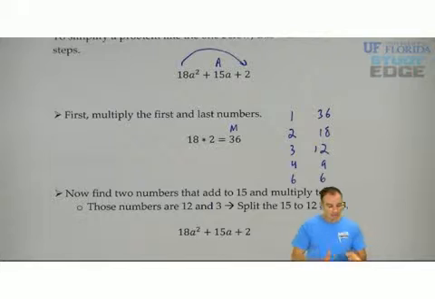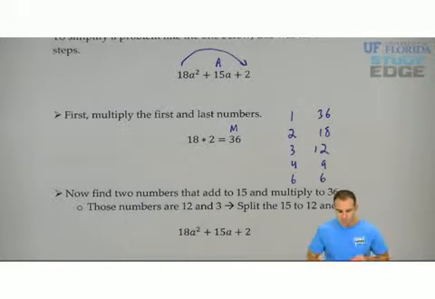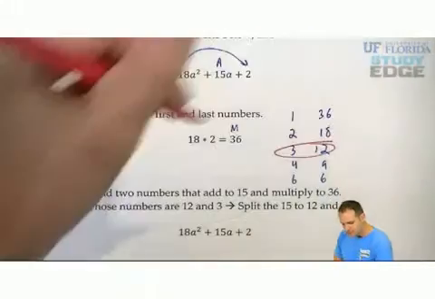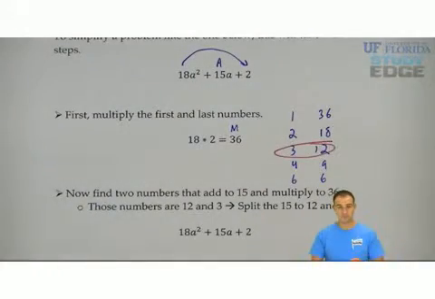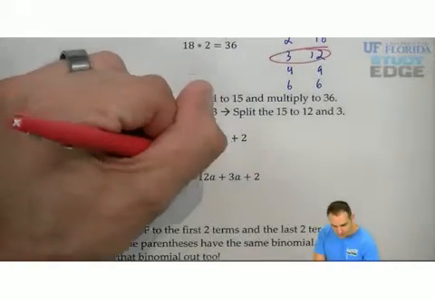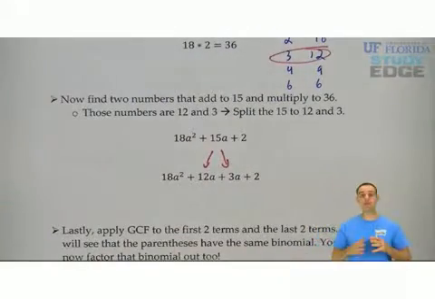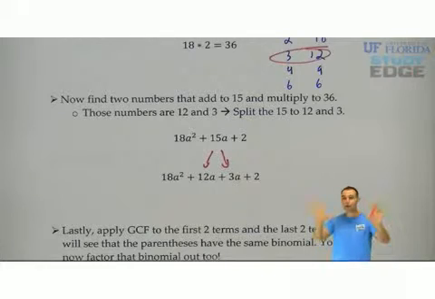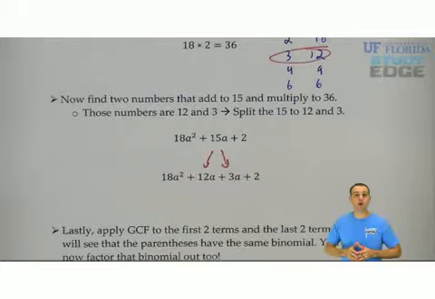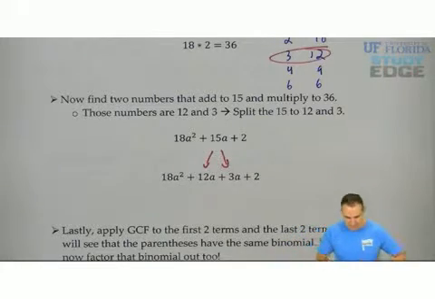So now that I have all the factors, what multiplies to 36 and adds to 15? The answer is going to be 3 and 12. So now that we know that, we're going to split up the 15 into a 12 and a 3, or a 3 and a 12. Doesn't matter. The order does not matter. You can do 12a plus 3a or 3a plus 12a. We'll still get the same answer.